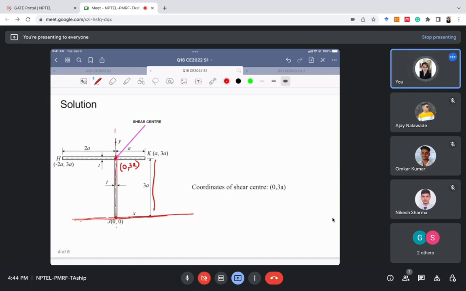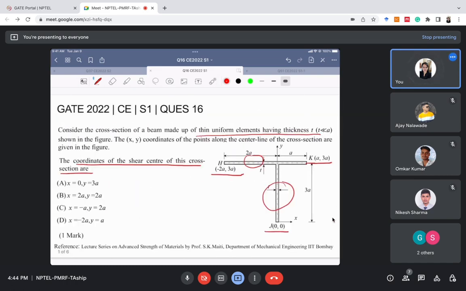So it is on the x-axis only. And how much is it deflected from y? 3a. So the coordinates of this shear center point are 0 comma 3a. This was the y-axis and this is the x-axis. So the coordinate is 0 comma 3a, and our answer will be a. It was a 1 mark question and it is very easy.